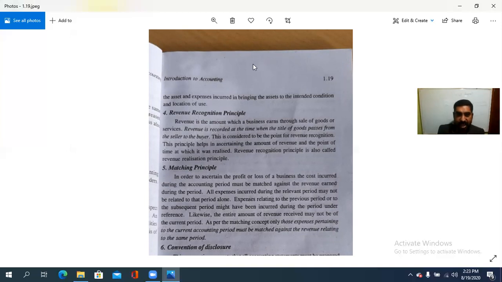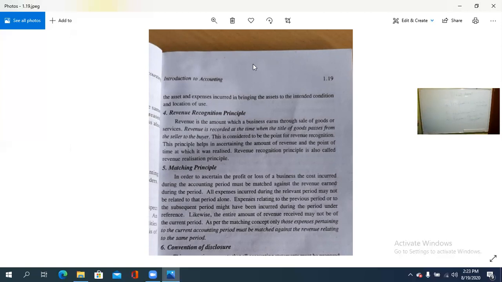പറയുന്നത്. Revenue is the amount which a business earns through the sale of goods or services. It is recorded at the time when the title of the goods passes from the seller to the buyer. This is considered to be the point for revenue recognition. This principle helps in ascertaining the amount of revenue and the point of time at which it was realized. Therefore, revenue recognition principle is also called revenue realization. About revenue recognition or revenue realization principle.